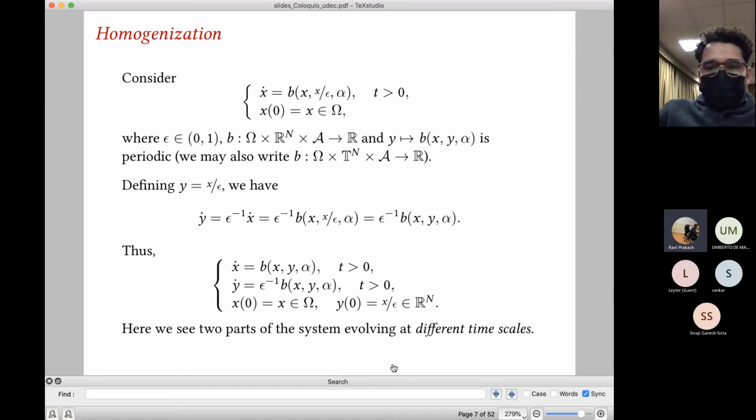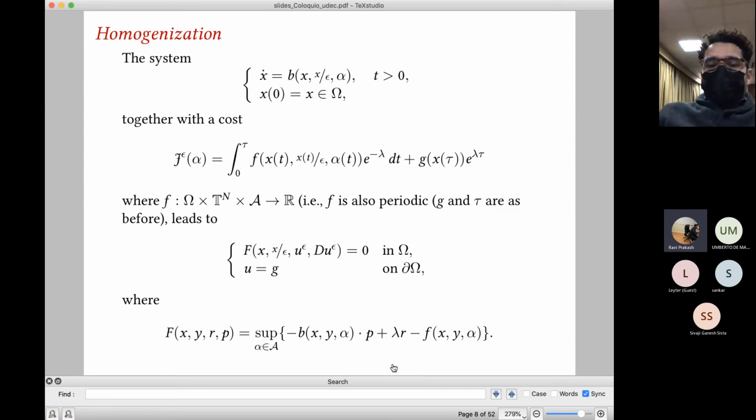Okay? So of course, if we repeat the argument of the dynamic programming principle, now we have that the PDE which is satisfied by the value function also has this dependency on x over epsilon. For uppercase F, we have F of x, x over epsilon, u epsilon, and Du epsilon equal to 0, and u equal to the boundary condition g as before. Now we denote the solution by u epsilon because for each fixed parameter we're going to have a different solution to our PDE. So we now have a family of solutions.